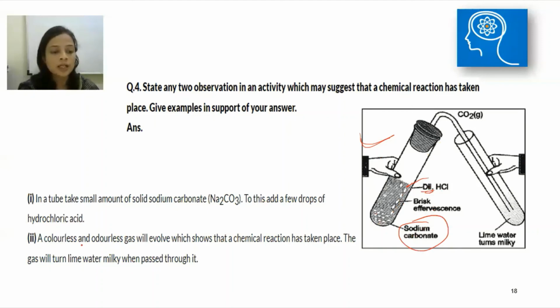What happened? A colorless and odorless gas will evolve, which shows that a chemical reaction has taken place. The gas will turn lime water milky when passed through it. Here is the lime water present in this particular tube. When this gas comes in contact with the lime water, it turns milky. This is the observation.